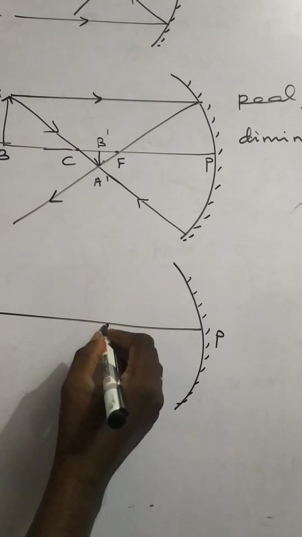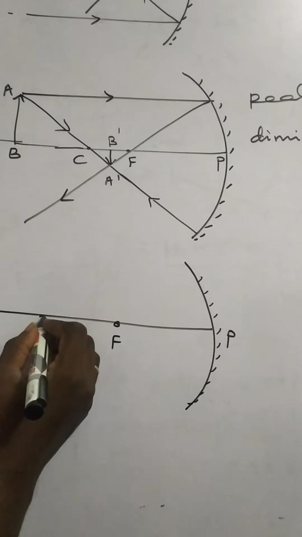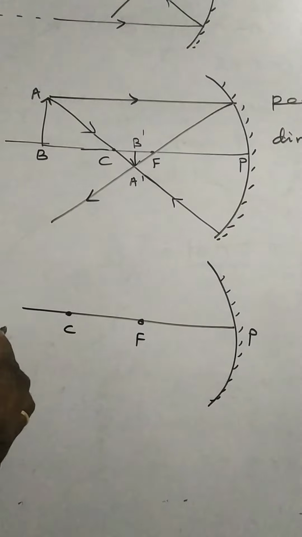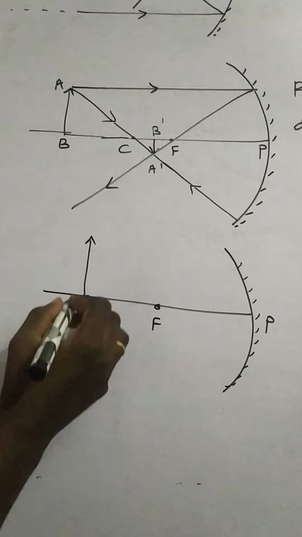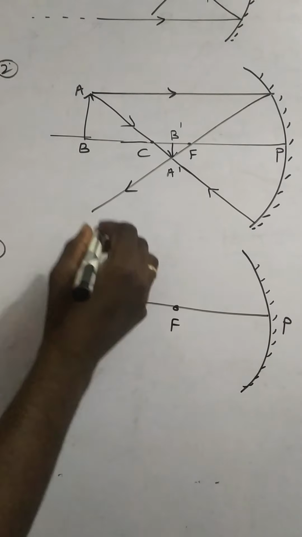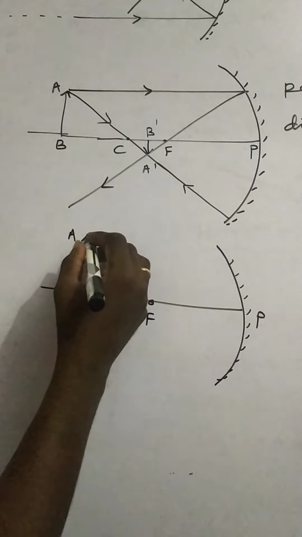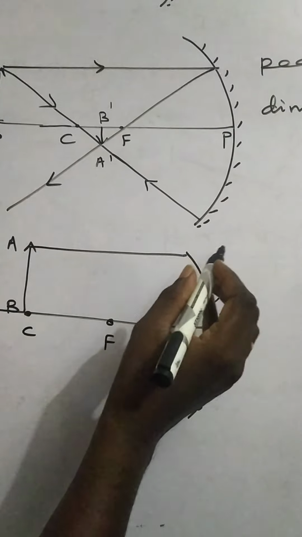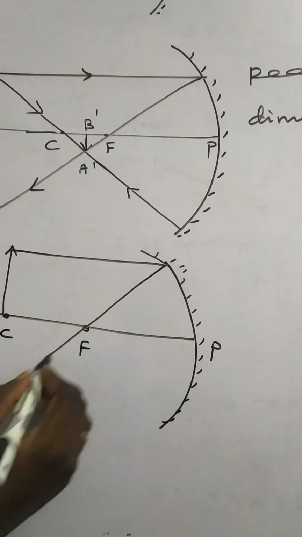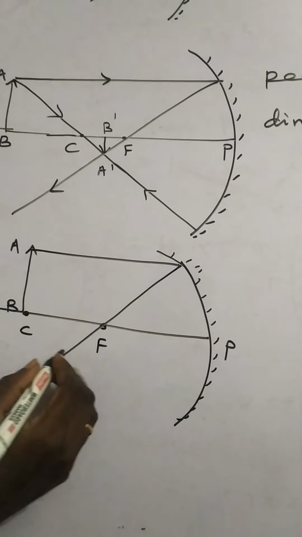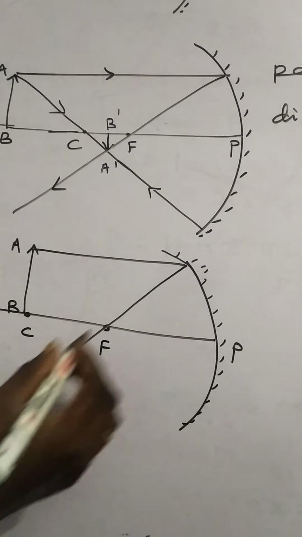Pole of the mirror, focus, center of the curvature. So the object is located at C. BA represents the object. Rays passing parallel to the principal axis, after the reflection, pass through the focus.